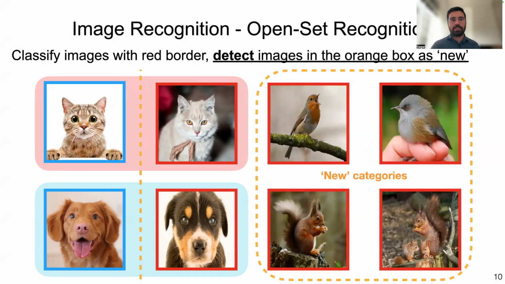Now, the community has tried to expand this, relax the assumptions that we're making here, by saying: at test time, what if we don't only see cats and dogs, but we also see things from new object categories? What can we do then? And this is the problem of open set recognition.